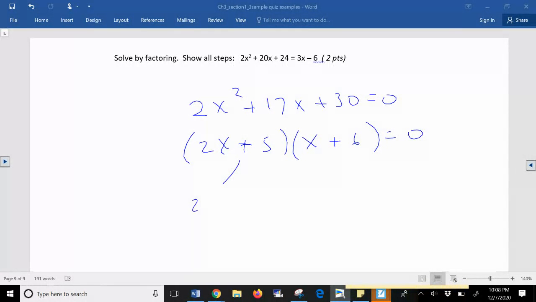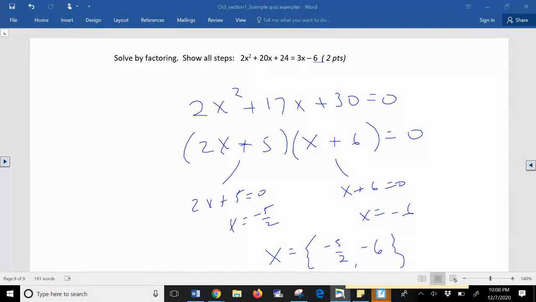Setting this one equal to 0, 2x plus 5 equals 0. Subtracting 5 and dividing by 2, you get negative 5 over 2. x plus 6 equals 0. Subtracting 6, you get negative 6. So the answer is negative 5 over 2 and negative 6. That's solving by factoring.